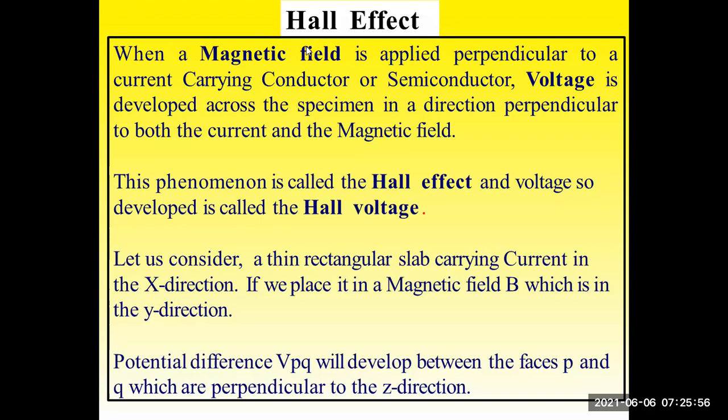As you know, when a magnetic field is applied perpendicular to a current carrying conductor or a semiconductor, a voltage will be developed across the specimen. Whatever voltage has been developed will definitely be perpendicular to both the current and the magnetic field. This phenomenon is called the Hall effect, and this developed voltage is also called the Hall voltage. Now, this particular aspect is actually the Hall effect.